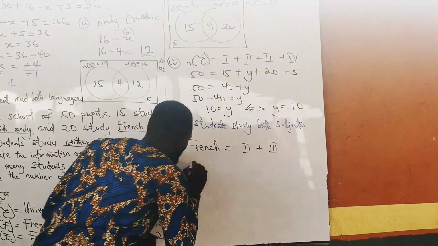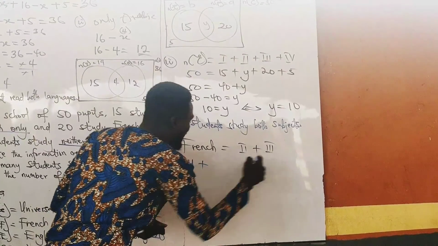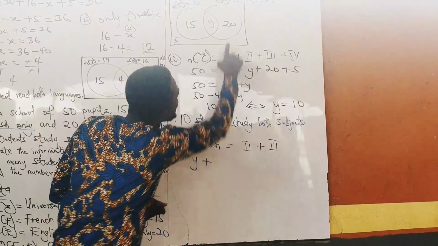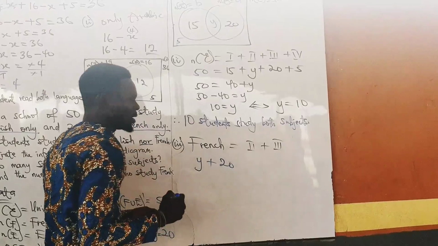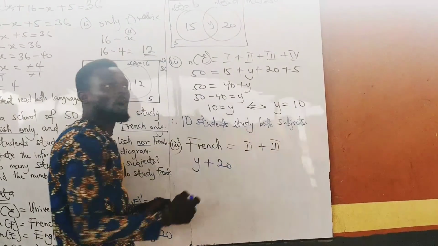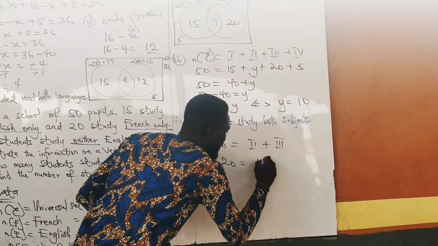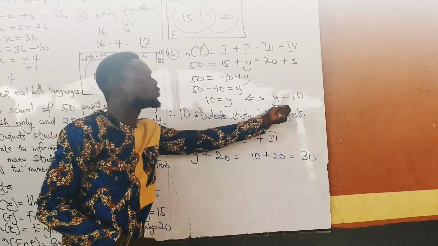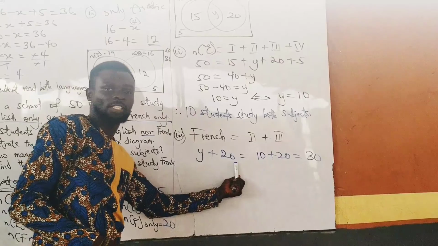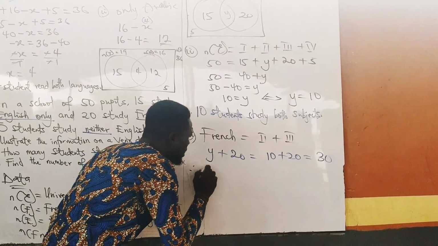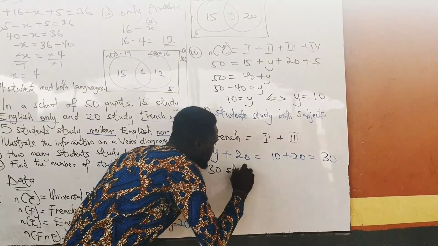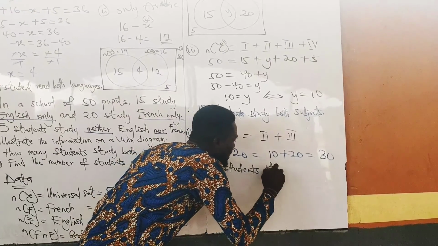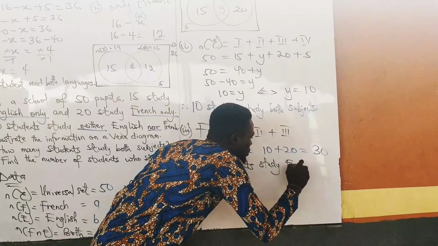So what we have at II? We have Y plus III. What do we have there? We have 20. But when we calculated, we had Y as 10. So this is 10 plus 20, which is equal to 30. So if your Y is wrong, it will affect your French. So we say, therefore, 30 students study French.